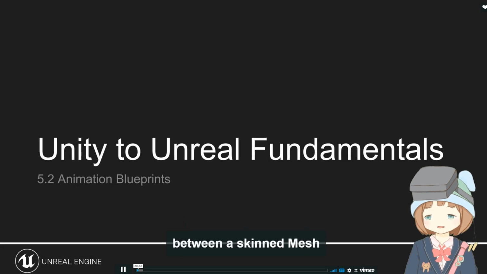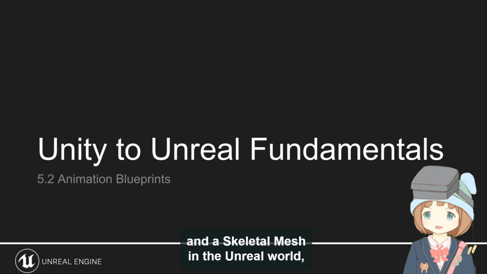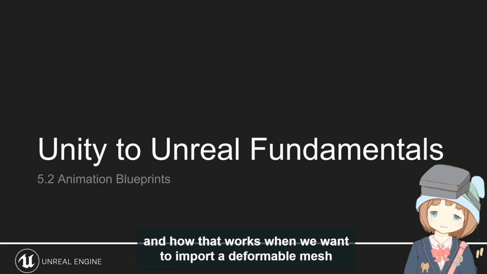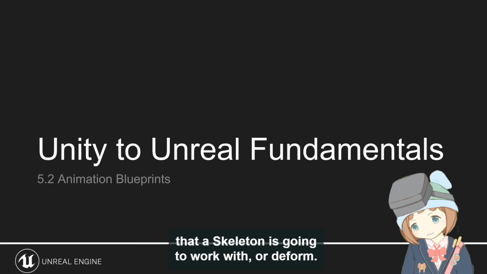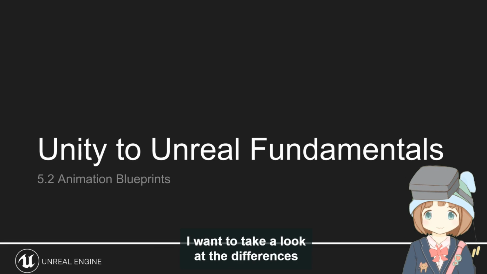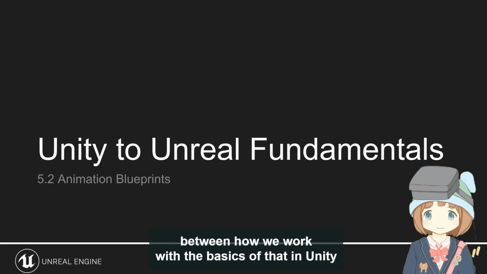We've looked at the differences between a skinned mesh and a skeletal mesh in the Unreal world, and how that works when we want to import a deformable mesh that a skeleton is going to work with or deform. In this case here, now we're going to look at applying animation. So I want to take a look at the differences between how we work with the basics of that in Unity and the basics of this over in Unreal.